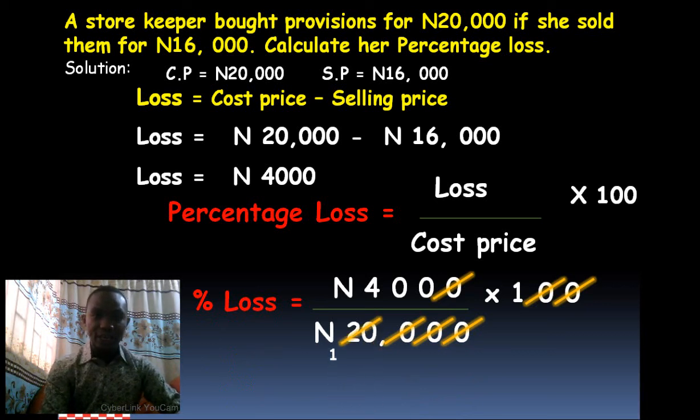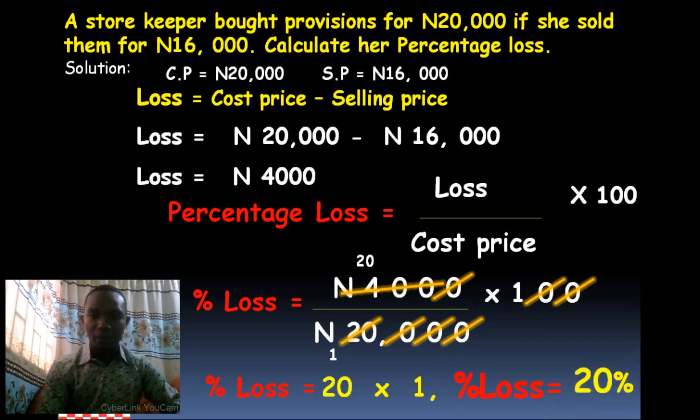Then what do we say? 20 in 400 gives us 20, right? Then my percentage loss there will be 20 times 1. That gives us 20%. Then the storekeeper made a percentage loss of 20%, right? And if you still do not understand this lesson, I need you to replay this video again.